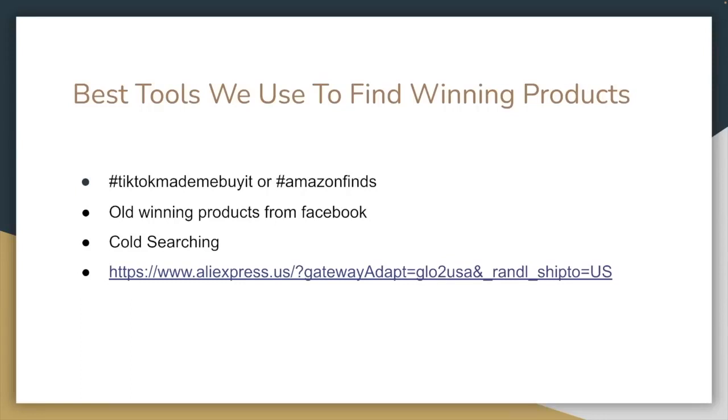Now, another search tool besides TikTok Made Me Buy It is the hashtag Amazon Finds. Amazon Finds is a great way to find other products that are trending. Now, another great method to finding winning products is by simply taking old winning products that did very good on Facebook and bringing them onto TikTok.